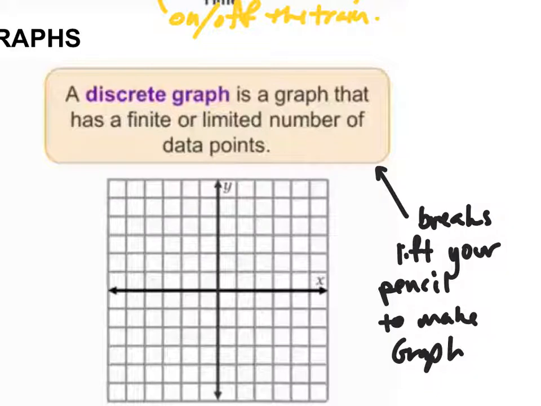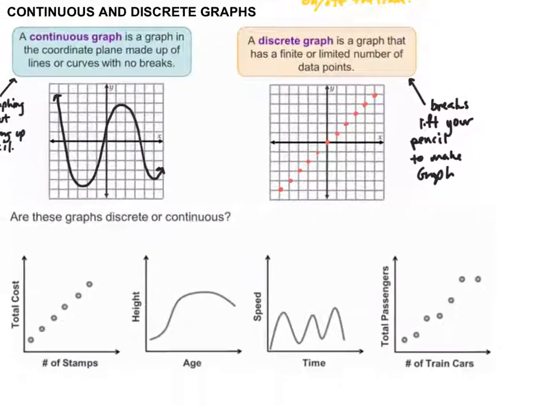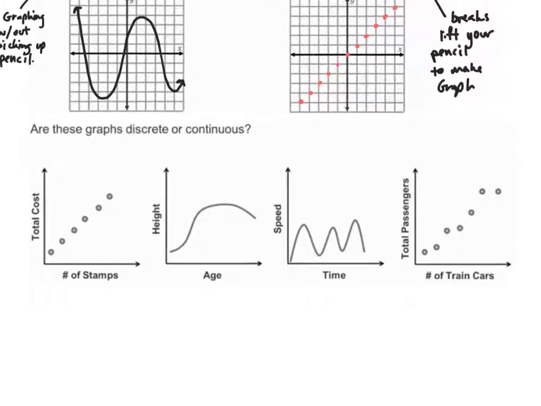Okay, so a discrete graph would look something like this, where you just have a series of data points that go across the graph like so. And these kinds of situations are modeled all the time. We just may not think about it. Okay, so let's talk about this. Are these graphs discrete or continuous?